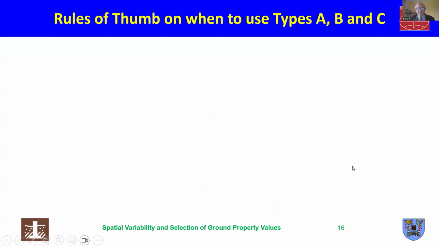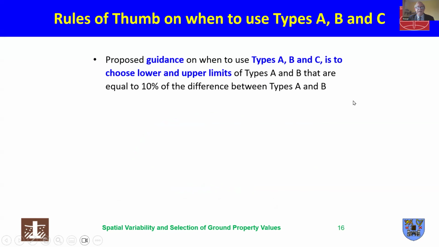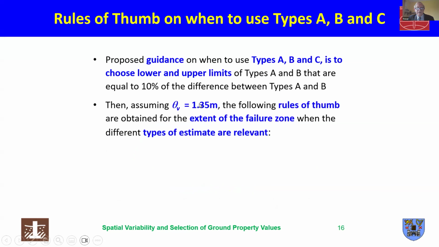So that shows you how the variation goes with the extent of the failure surface, Lv, along here. The proposed guidance, rules of thumb, on when to use types A, B, and C is to choose the upper and lower limits equal to 10% of the difference between types A and B. So then, assuming theta v was 1.35, the following rules of thumb are obtained for the extent of the failure zone when the different types of estimate are relevant.